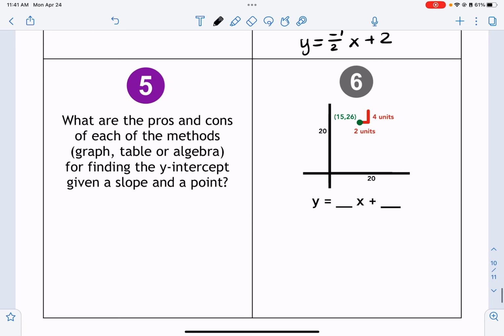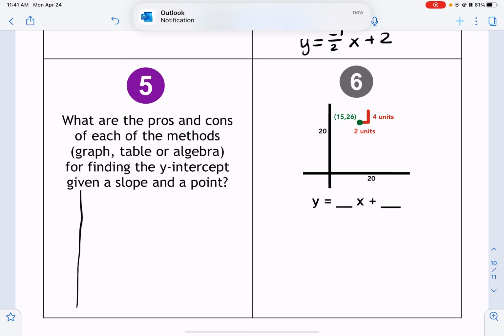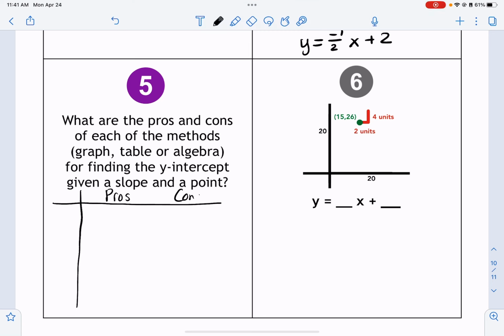Okay, next up. What are the pros and cons of each method, graph, table, or algebra, for finding the y-intercept given a slope and point? So let me form kind of a T-chart here, right? So we'll call this pros, cons, and then we have graph, table, algebra. All right. I would say that the pros of the graph are it's very visual, right?